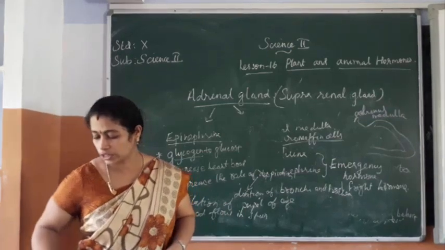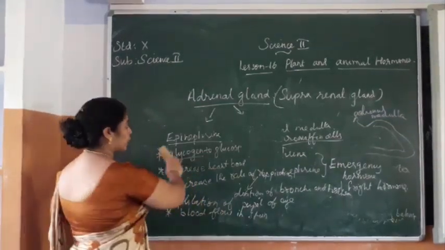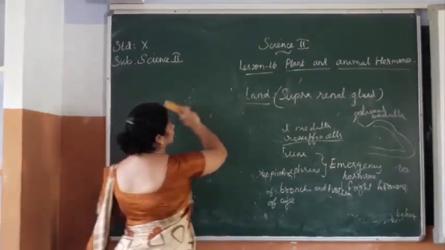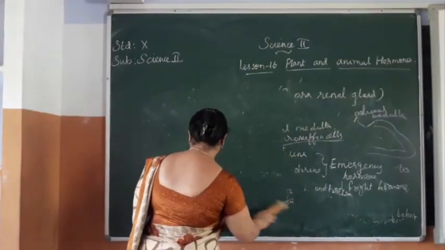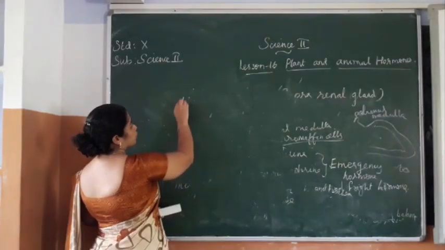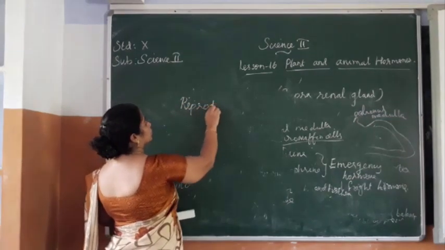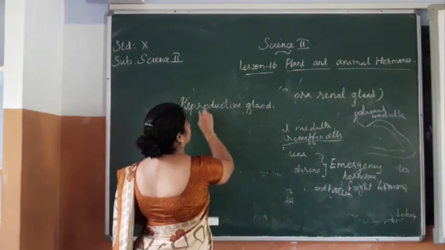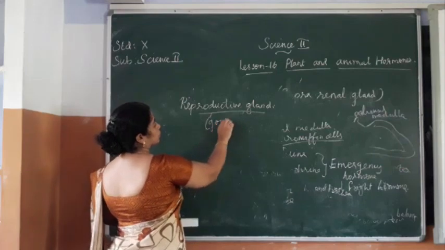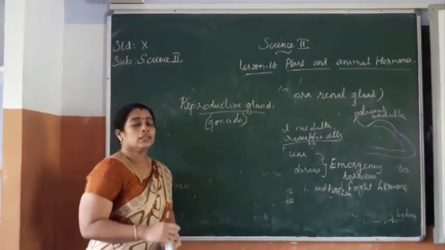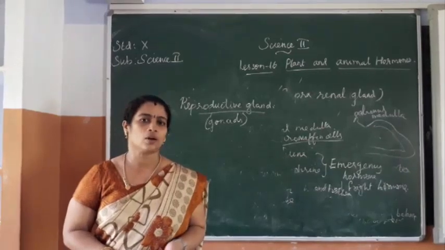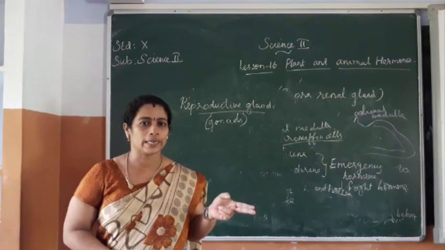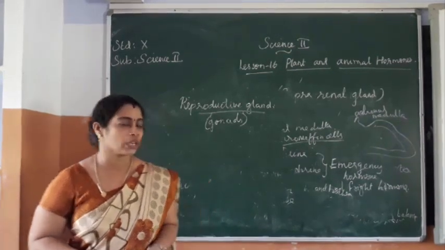Okay. The next one we are going to study about the reproductive gland, that is gonads. So we have completed adrenal glands. Next we are going to study about the reproductive gland, that is gonads. Both male and female organisms have gonads in their body. The female consists of ovaries and the male consists of testes. What are the two gonads?